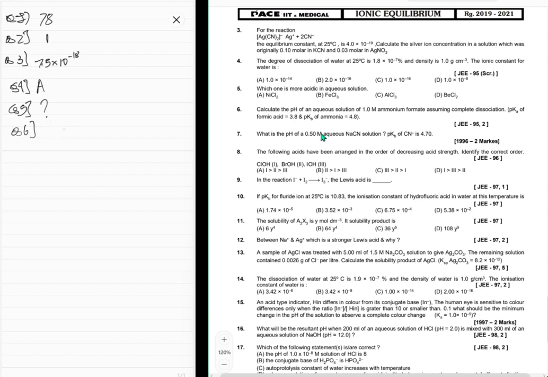Alright. Calculate the pH of an aqueous solution of 1 molar ammonium formate, assuming complete dissociation. The pKa of formic acid is 3.8 and pKb is 4.8 for ammonia. Okay, formic acid, yeah, just that, HCOOH. And ammonia. And ammonium formate is the salt. Complete dissociation. What? pH of an aqueous solution of this ammonium formate, assuming complete dissociation. That's very weird.